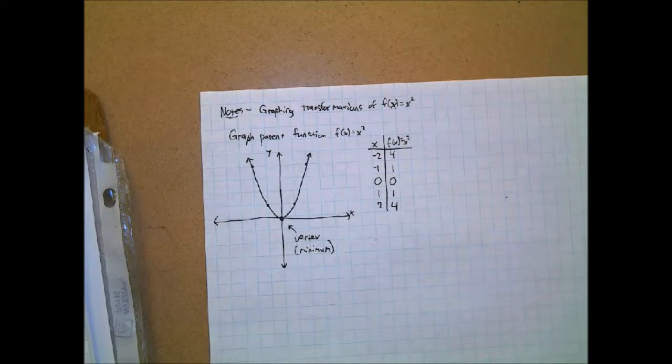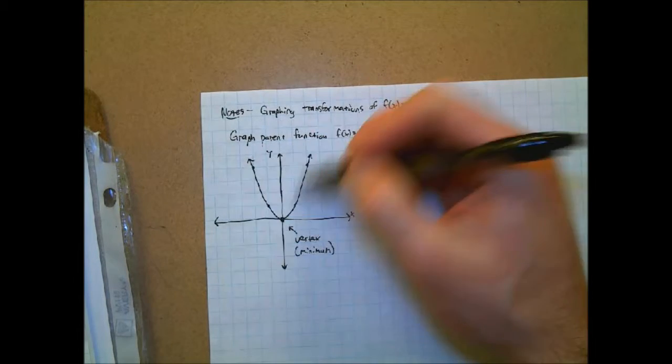Concave down is actual mathematical terminology, and concave up is actual mathematical terminology. The rhyming, concave up like a cup, concave down like a frown, is just to help you remember the shape. Okay, this is concave up.